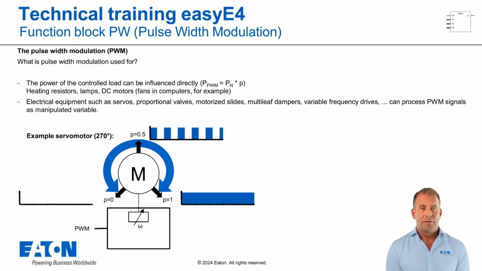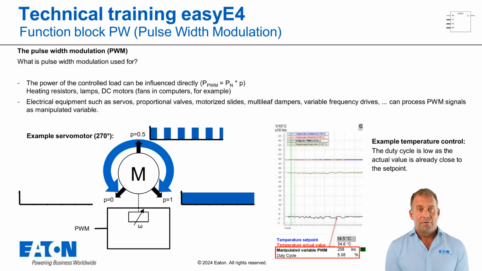On the left, you can see the principal diagram for controlling the rotation angle of a servo. On the right, the control variable of a PI controller for temperature control.